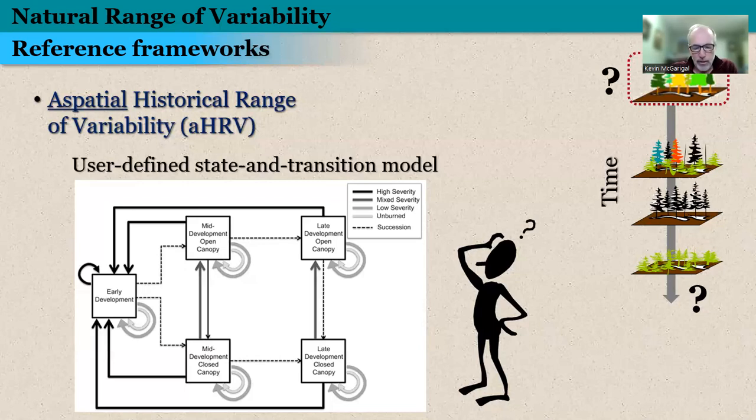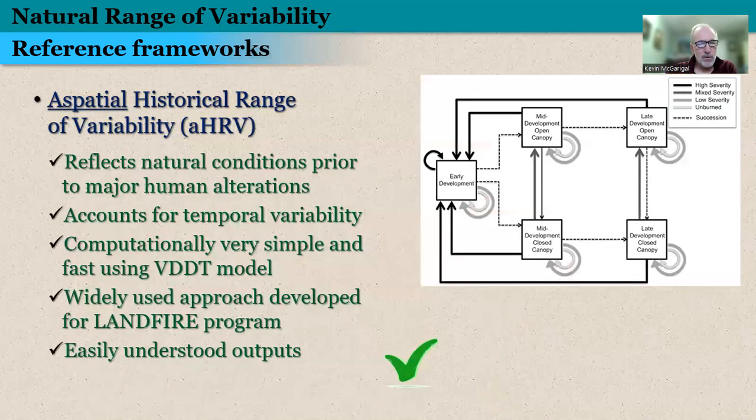But the most important thing here is that it's aspatial. It doesn't explicitly identify the scale at which the NRV is being derived for. But there are some major strengths to this approach, hence its widespread use.